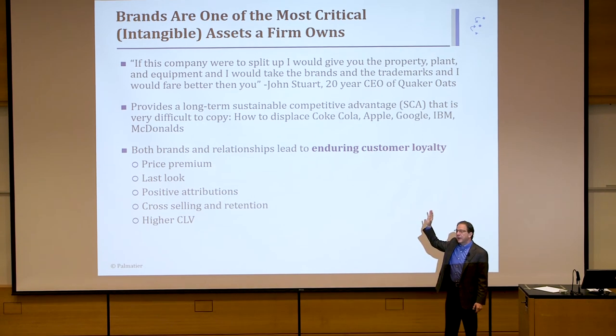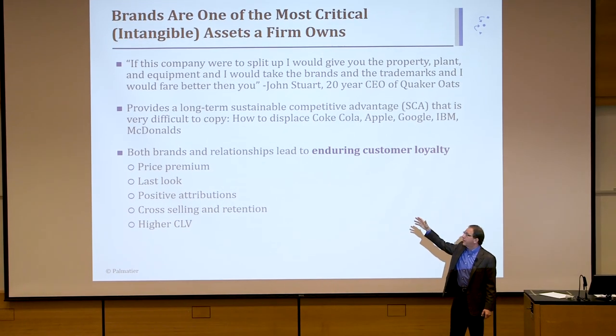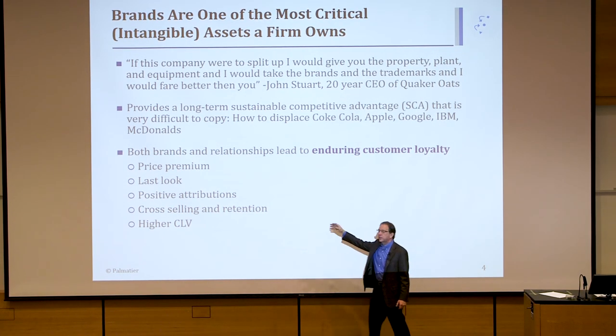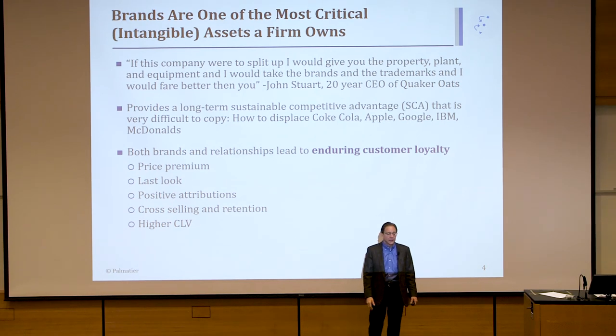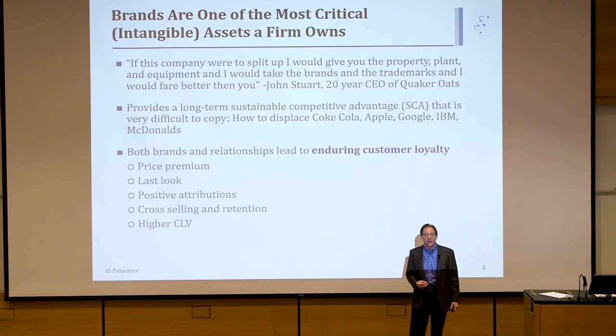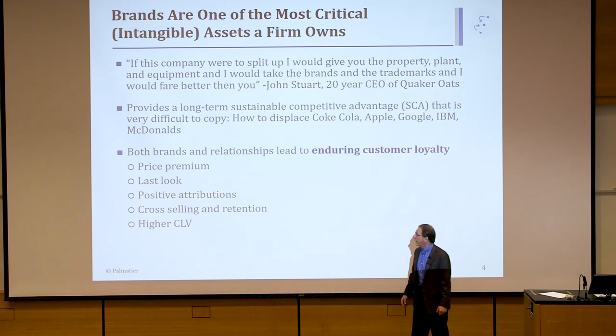And why do people like brands? Brands help a firm build relationships, which we'll talk about later, from enduring customer loyalty. These are some of the things enduring customer loyalty gives you. A price premium. Coca-Cola, BMW, if you think of a lot of those firms with high brand equity, they're able to achieve higher price points for the exact same product. Toyota can charge significantly more for a car, even though Hyundai maybe has an identical car. Toyota can usually get a 10 to 20% price premium. Why? Because of their brand equity.